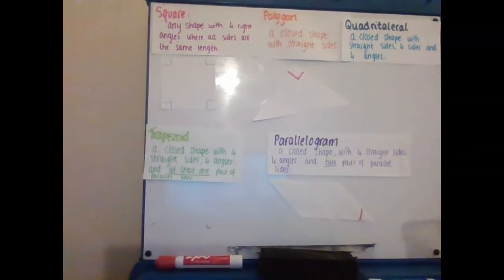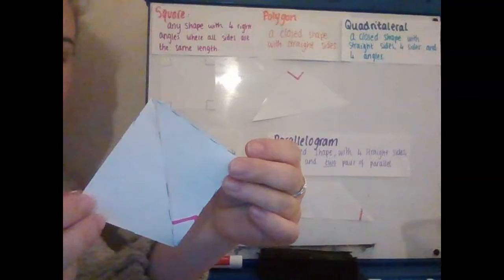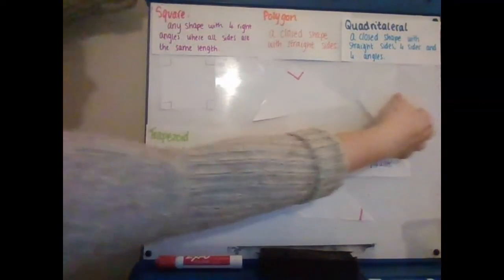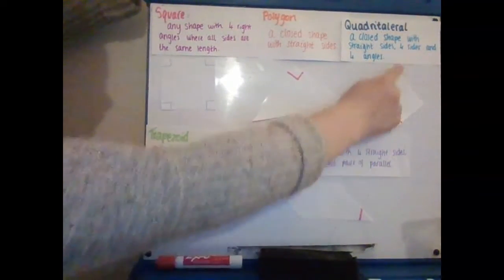A quadrilateral is a closed shape with 4 straight sides and 4 angles. I can join my 2 triangles here together to make that shape. Let me show you. I'm going to stick them together. And we can join shapes together to make new shapes, okay? So I can make it like this, up and down the way like this. Here we are.